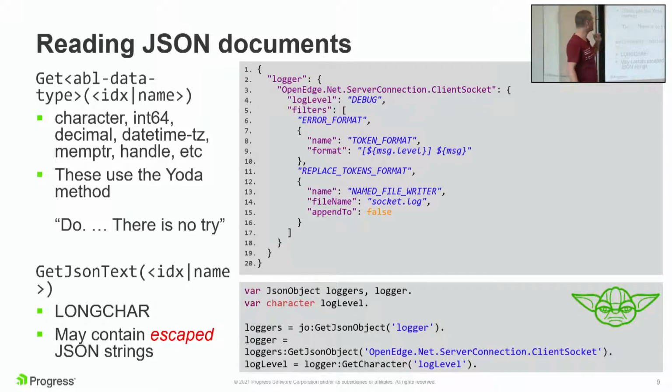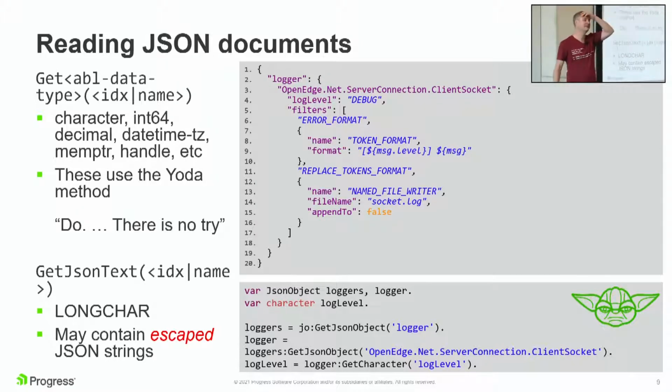The very important thing to know is that in JSON, property names are case sensitive. In ABL, they are not. So you will no doubt run into cases where you think you said file name with a capital F and a capital N, or file name with a lowercase f and a capital N, and your JSON document is different.